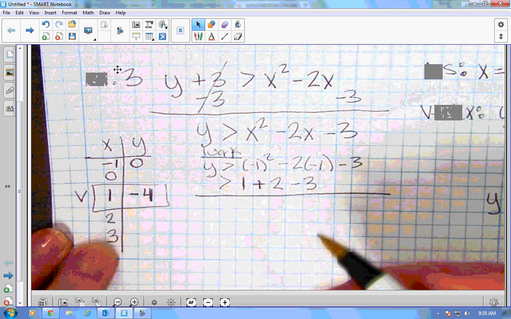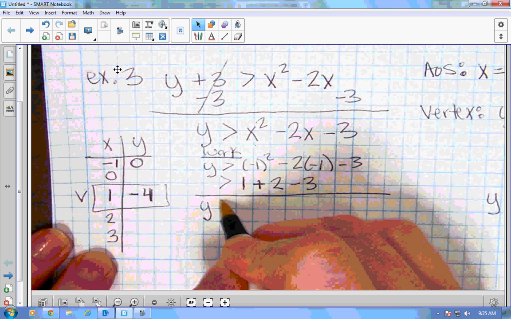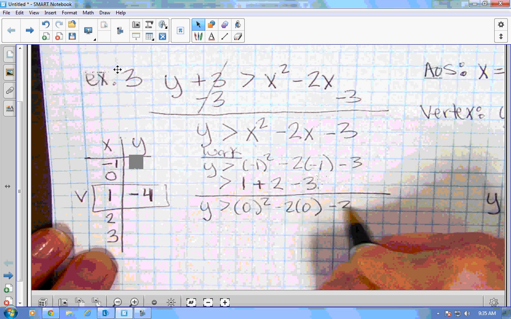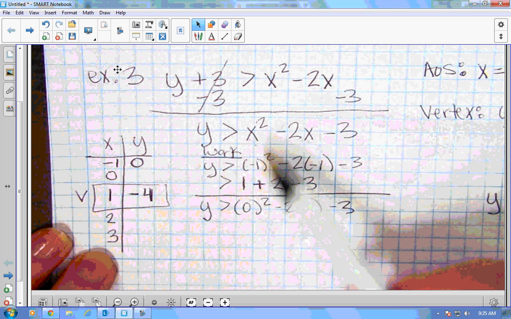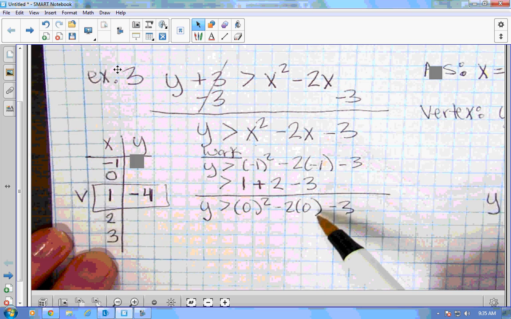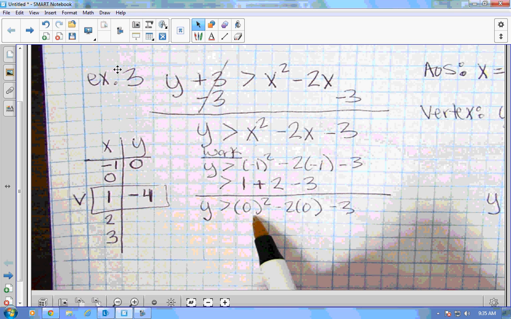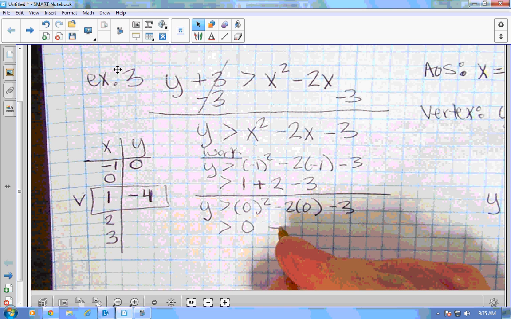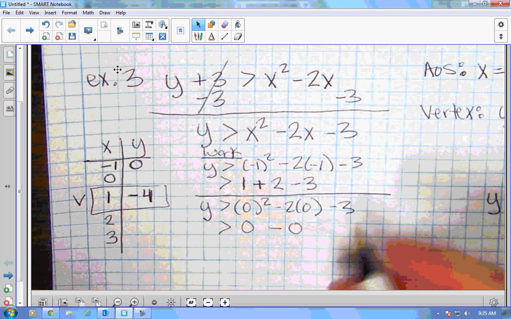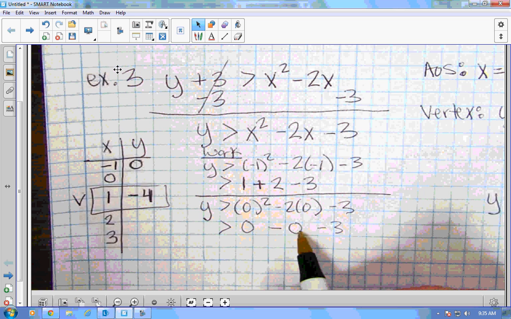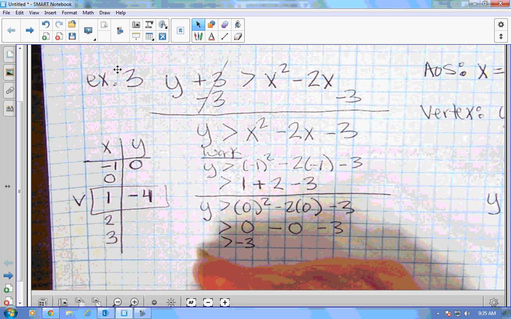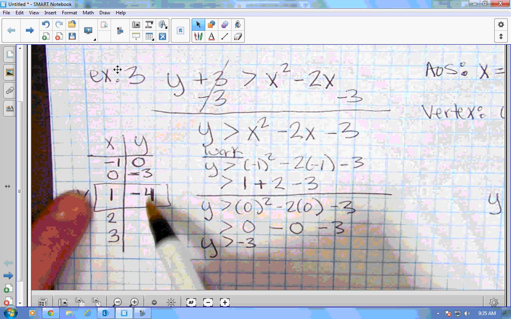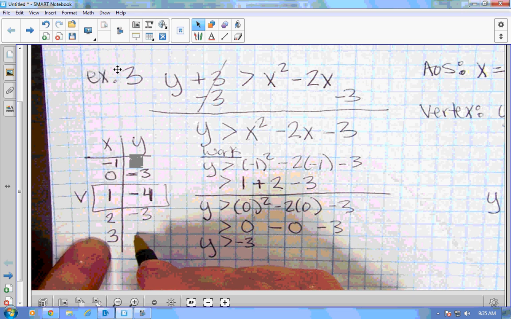Now let's plug in the 0, which working with zeros is really nice. So we'll do 0 squared. Use parentheses, even though it's a 0, it's a good habit. Wherever there's an x, I plugged in a 0. Exponents first: 0 squared is 0. Then we multiply. Negative 2 times 0 is 0. You can add or subtract that, it doesn't really matter. So 0 minus 3 is negative 3. Now using symmetry, we have 2, comma, negative 3, and 3, comma, 0.